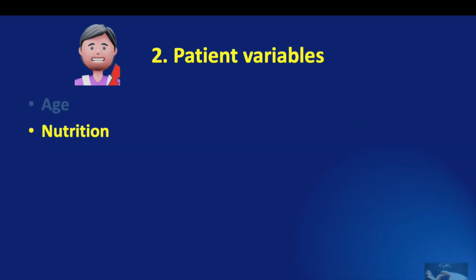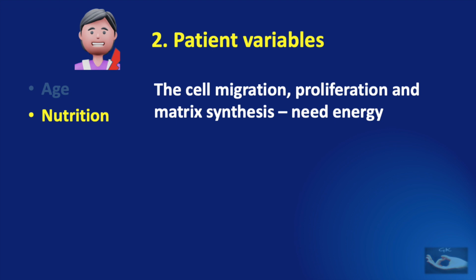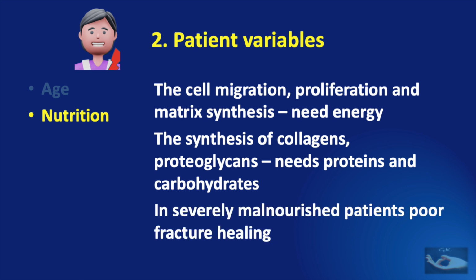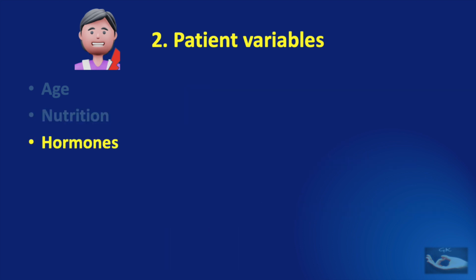Nutrition plays an important role in fracture healing. The cell migration, proliferation, and matrix synthesis need energy for the process to continue. And the synthesis of collagens, proteoglycans needs proteins and carbohydrates. In severely malnourished patients, obviously there will be poor fracture healing. Hormones too have a role to play.